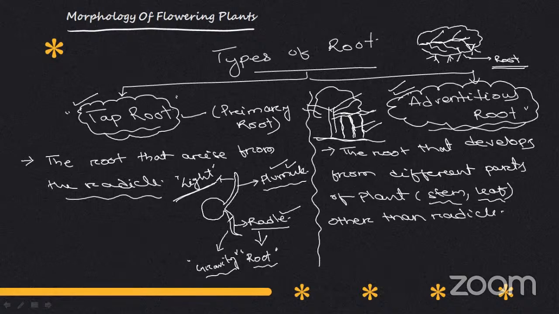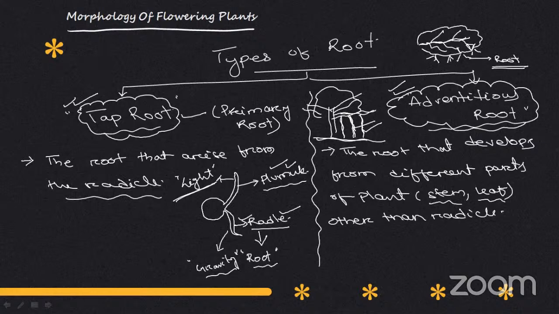What is taproot and what is adventitious root? If the root is developed from the radicle, then that is called a taproot. Very good. If the root is not developed from the radicle, if it is developed from different parts of the plant, then it will be called an adventitious root. Thank you, Rakesh. So this is the basic difference: if the root develops from the radicle, it is a taproot, or the main root. And if it develops from other parts of the plant, it is called an adventitious root.